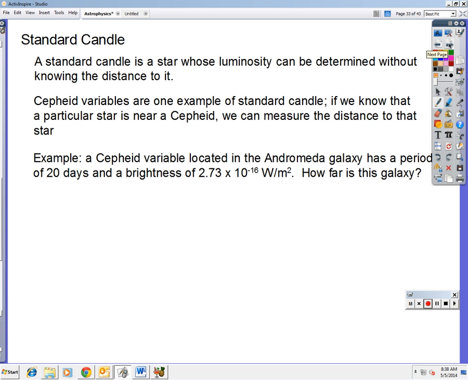So let's look at an example. You've got a Cepheid variable located in the Andromeda galaxy, with a period of 20 days and a brightness of 2.73 times 10 to the minus 16 watts per meter squared. We want to find out how far away that galaxy is. So first off, if we look at the graph, remembering it's a log scale graph, so it's a little bit weird to read, a period of 20 days corresponds to a luminosity of 6,000 times that of the sun.